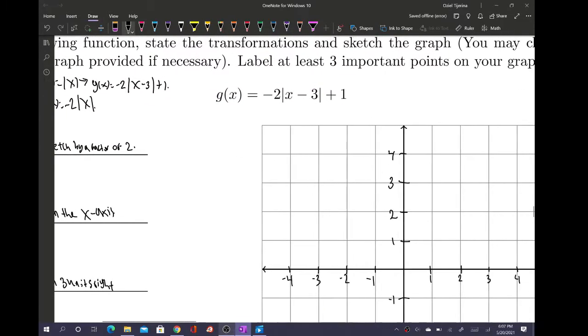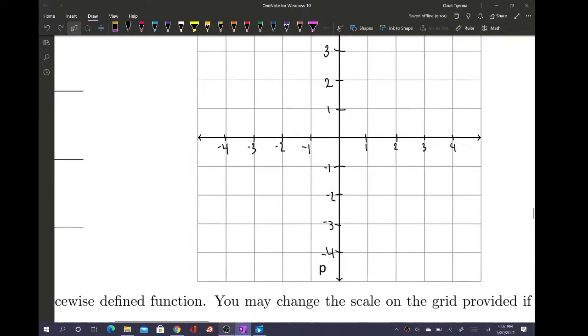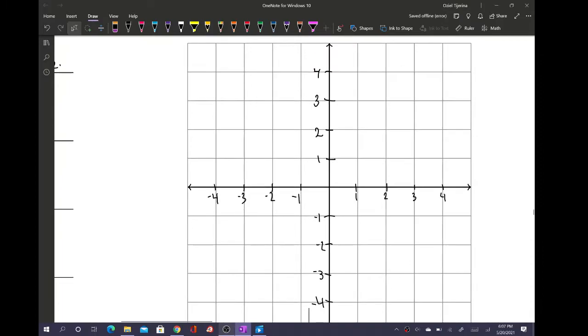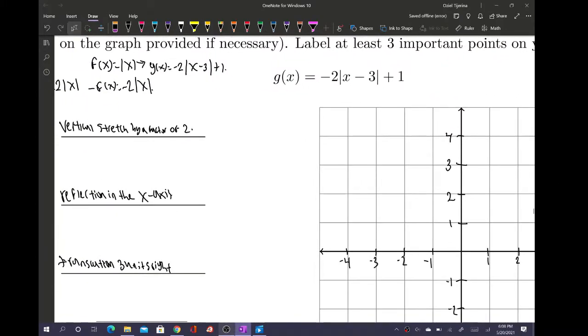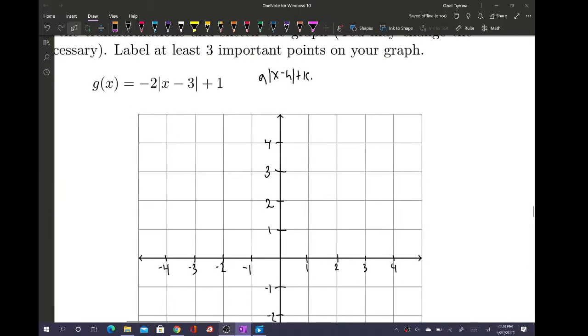Okay, so we can say that this, and let me take this off very quickly. The vertex here, since we have a times the absolute value of x minus h plus k, we can say that the vertex is (3, 1), right? So right here. And our a value is -2.